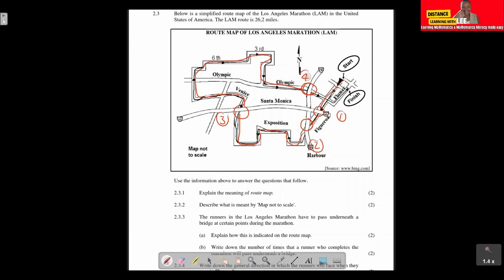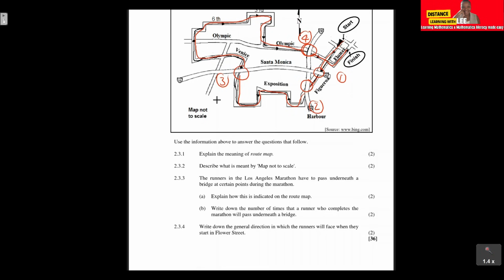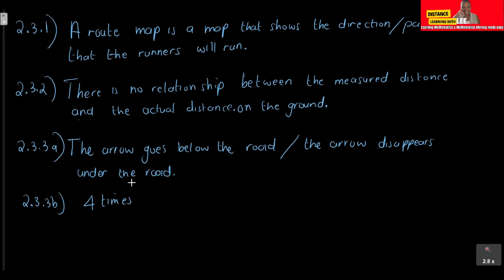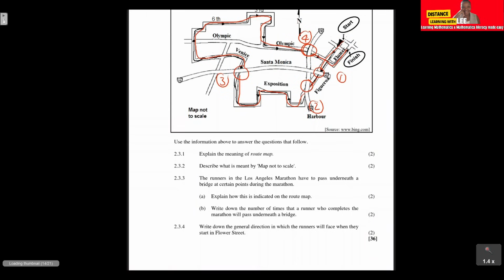Disappearing. That's the fourth bridge. Okay, then we go to the finish line and we're done. So we can see that in total, a runner passes under the bridge four times. Okay, so we're going to write that down. A runner passes under the bridge four times.